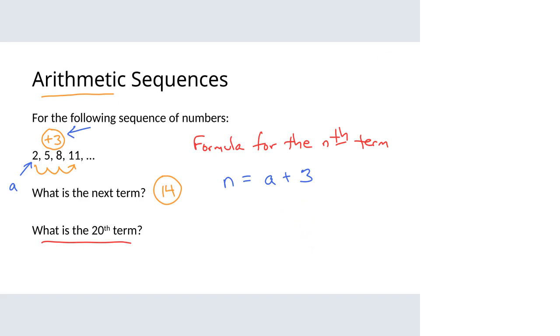Now, the big question, the difficult question, the fun question here is, how many times do I have to add 3 if I want to get to the 20th term? So for right now, let's think about this 20th term part. We'll come back to the nth term in just a minute. If I want the 20th term, how many times do I have to add 3?